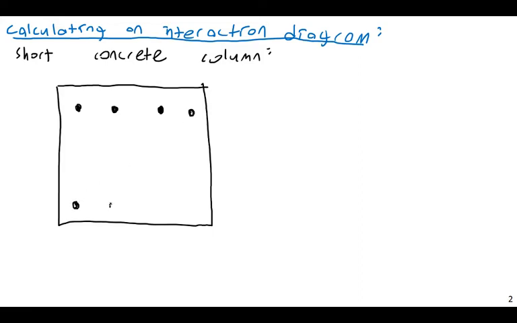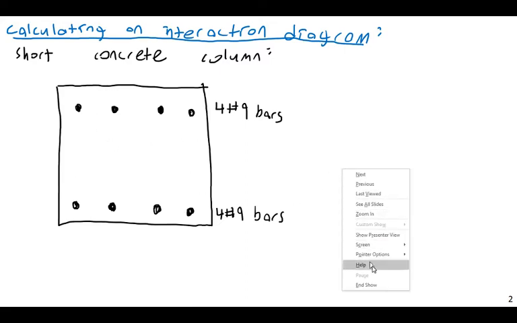So I'm going to have 4 number 9 bars at the top and 4 number 9 bars at the bottom. So this is going to be 4 number 9 bars and 4 number 9 bars, top and bottom. So no matter which direction this thing bends, I have 4 at the same distance. So I'm going to go with this. This is going to be relatively simple. This is going to be a simplified problem with nice symmetric sections, etc.